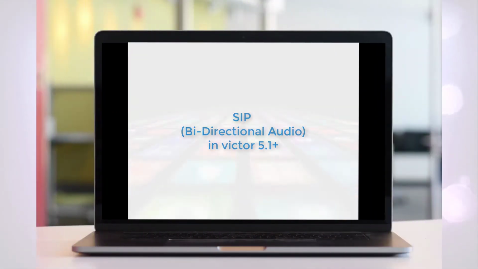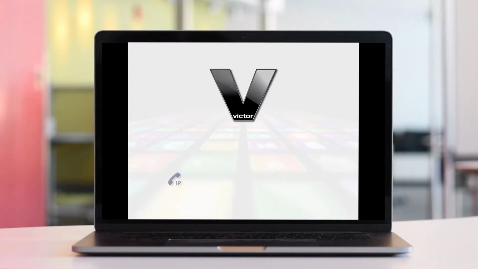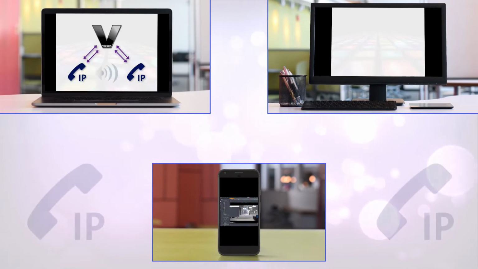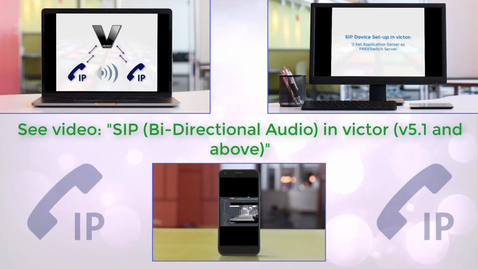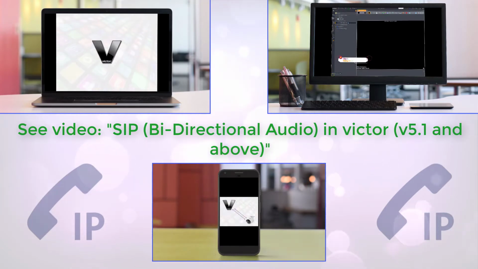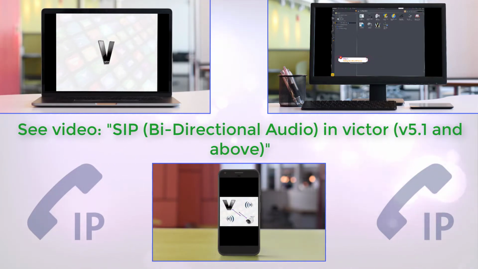Version 5.1 introduced SIP functionality to Victor and VideoEdge, with the Victor application server acting as free switch server for any SIP-enabled device on the same subnet. See the video entitled SIP Bidirectional Audio in Victor version 5.1 and above for further information on this, as well as for the principal stages in adding and setting up SIP devices.